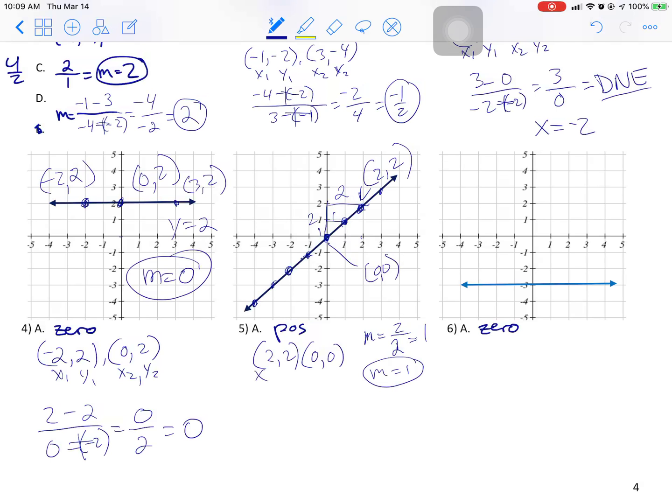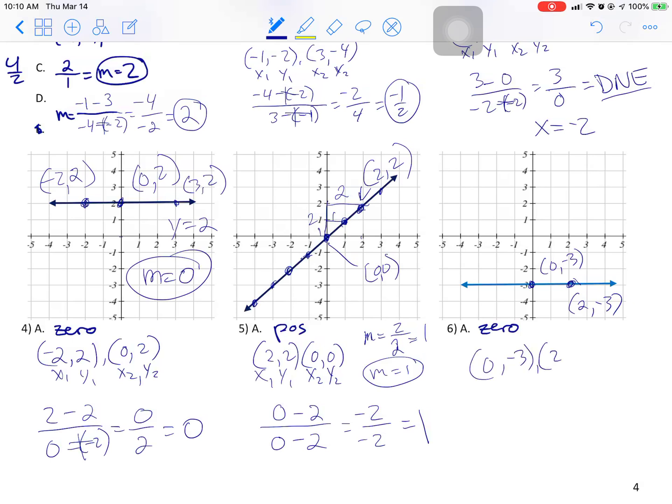So let's check mathematically that I haven't messed anything up. This is going to be 0 minus 2 over 0 minus 2, which will give you negative 2 over negative 2, which is a 1. Okay. Let's see, this is a 0, so there's no rise over run for this. This is what? This is 0, negative 3. Be careful when you're labeling these. This is 2, negative 3.